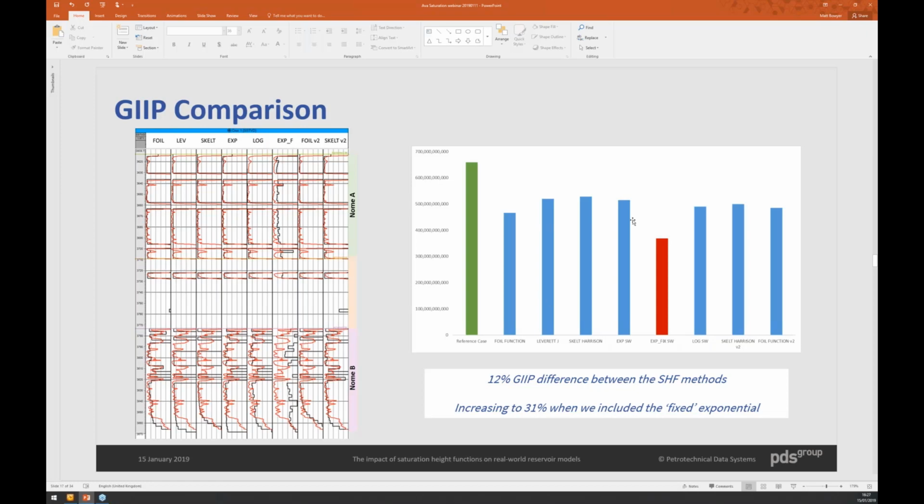So actually, between all of the different methods, ignoring that fixed exponential, we get about a 12% difference in gas in place. If we start including that outlier, that fixed exponential, we actually increase the difference in the gas in place there to about 31%. So I guess the key takeaway there is that the variation in gas in place that we can calculate from these different methods, it's actually worth investigating which method we want to use, or do we in fact want to use a different combination of methods depending on where we are in the reservoir.